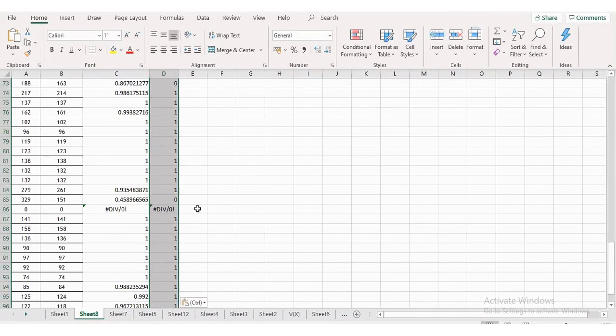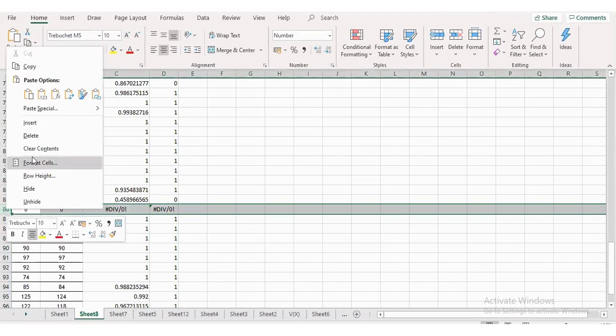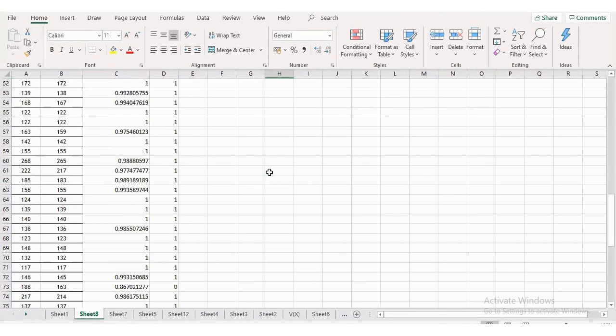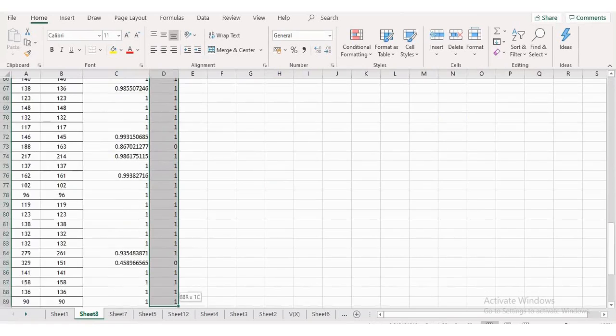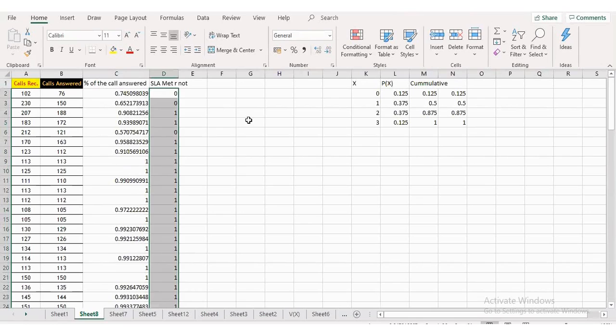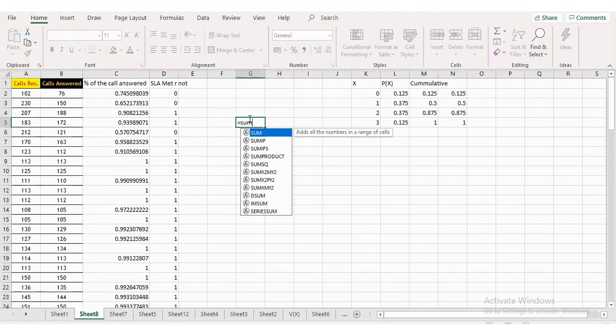If you look here, there is some problem with the data. You cannot include this as a part of the data, so delete this. It doesn't make any sense, right? How many days are there in total? 96 days. Out of 96, on how many days did they make the SLA? 91. Sum of all the days.